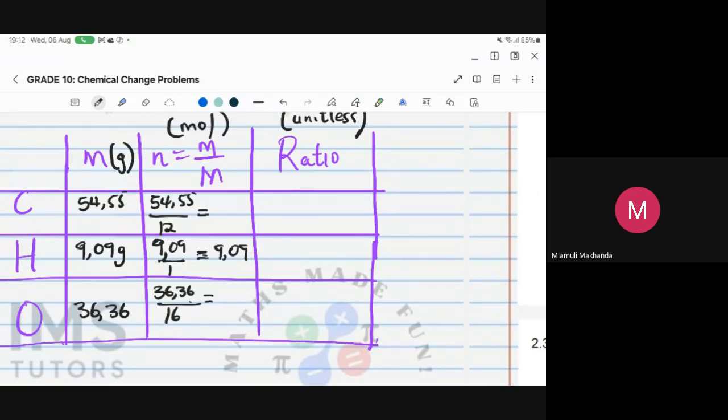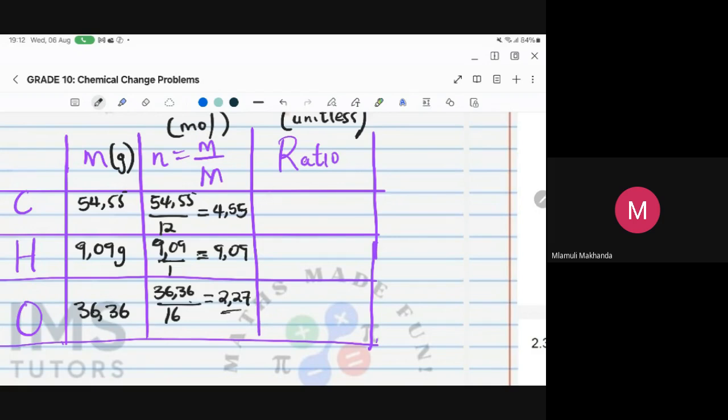Right, so 54.55, this would be 4.54, actually 4.55. And this would be 36.36 divided by 16, 2.27. Then you take the smallest number. In this case, the smallest number is 2.27.